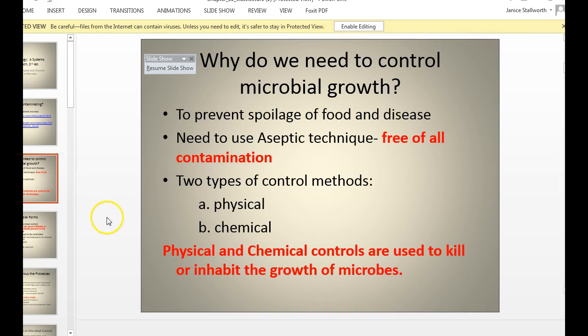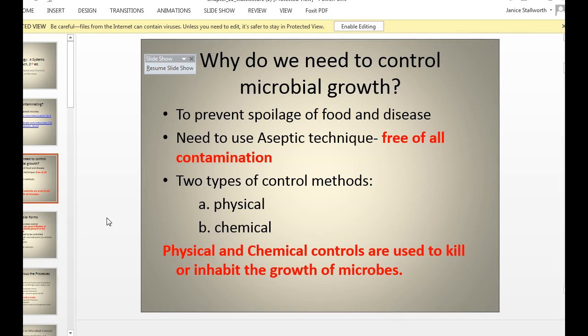Why do we need to control microbial growth? To prevent spoilage of food and disease, we need to use the aseptic technique, which is free of all contamination. You've heard the term aseptic technique. You've done an example, a lab online. We're going to do another one today, and we're going to be using the aseptic technique the rest of the semester to do whatever we're going to do when we culture bacteria.